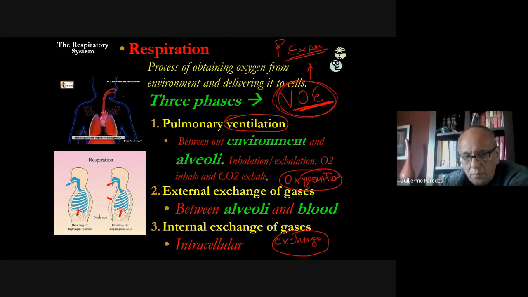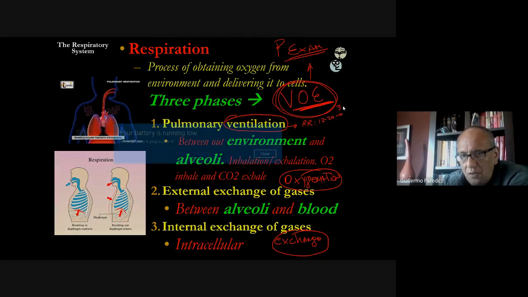Number 1, let's go to the ventilation. When you're going to check the respiratory system, you need to check the ventilation. Ventilation, you need to check 2 things. The respiratory rate. The respiratory rate is going to be between 12 to 20. More than 20 is abnormal. Less than 12 is abnormal. 30 is already an emergency.